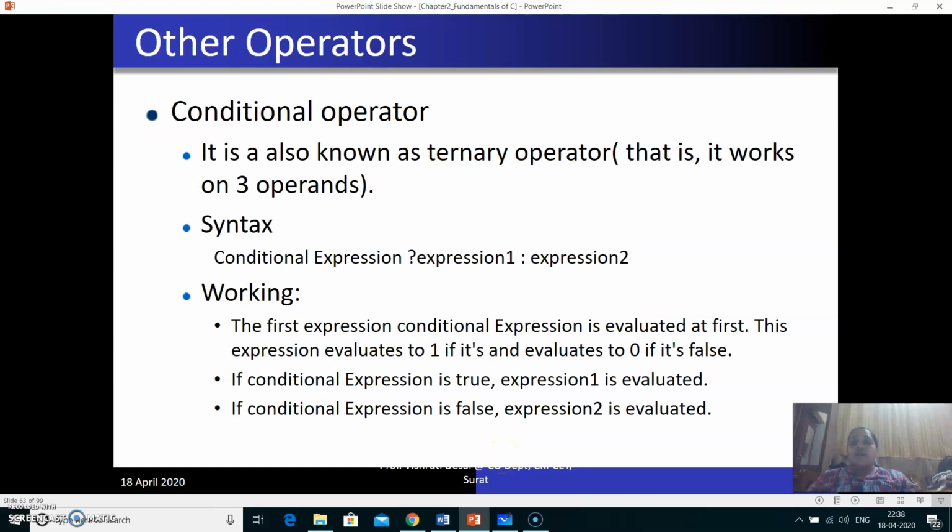And last one is the conditional operator. Conditional operator is also known as a ternary operator. Why is it known as a ternary operator? Because it requires a total of 3 operands. The syntax of the ternary operator or conditional operator is conditional expression, question mark, expression 1, colon, expression 2. The interpretation is: first your compiler will check this conditional expression. If it is true, then expression 1 will be evaluated, and if it is false, expression 2 will be evaluated.